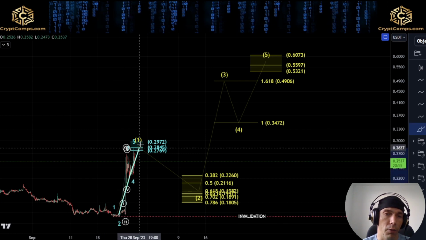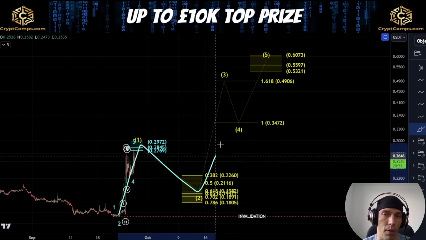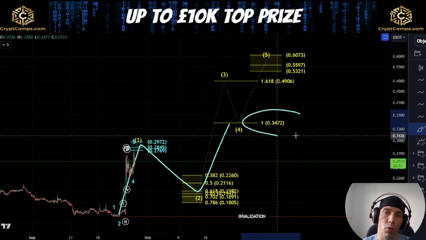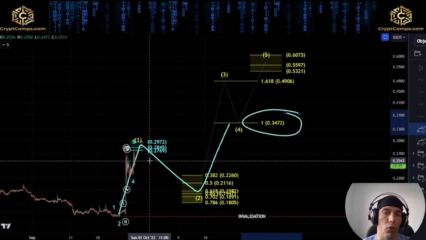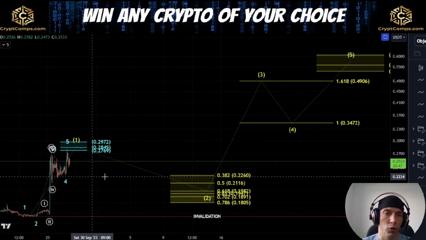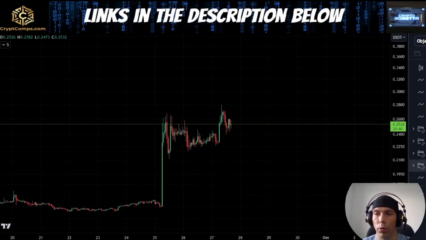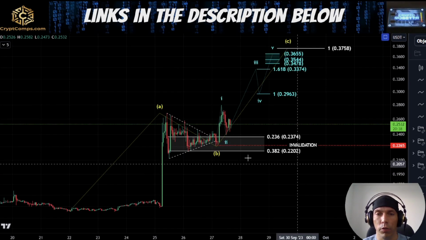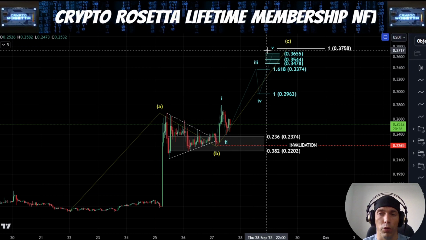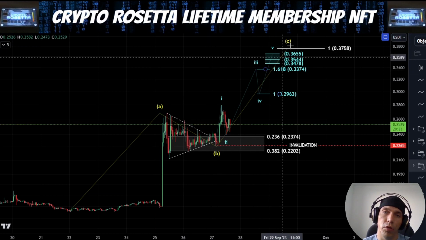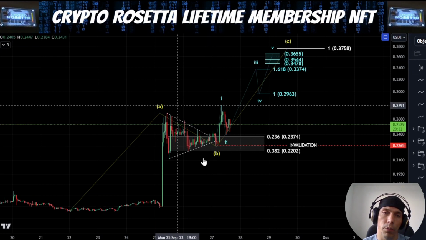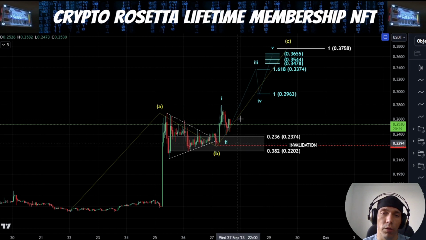We also have to be careful of the idea that this could be A, B, and C, and we just see a move up towards this 34.72. So it's going to be very important in the short term here. If we do continue to hold this low here of this 22.65, we can potentially still look to rally. If we do look to continue to rally here, I'm going to be looking for the potential that we could have some extension within the waves.